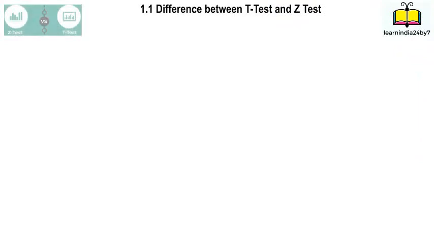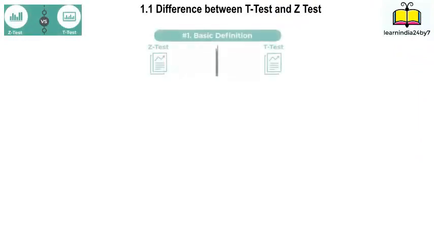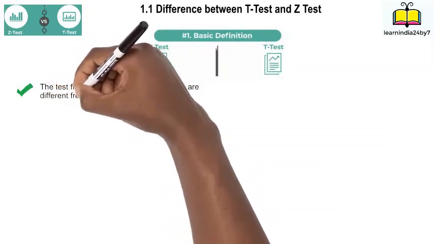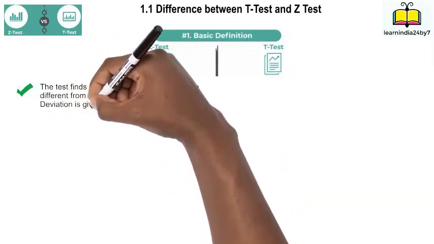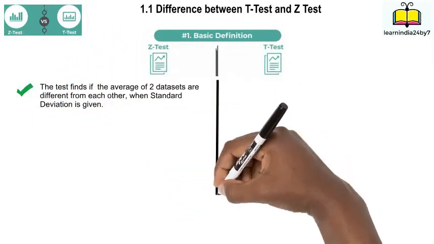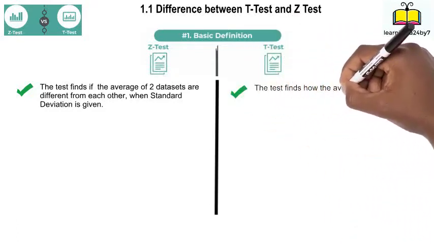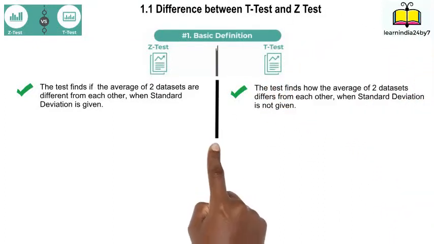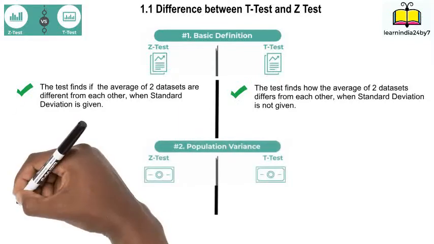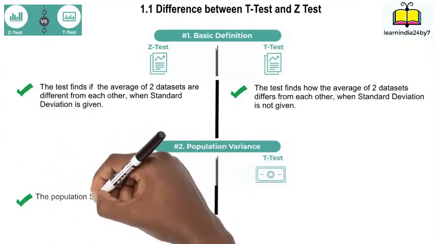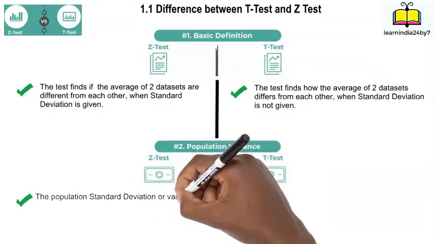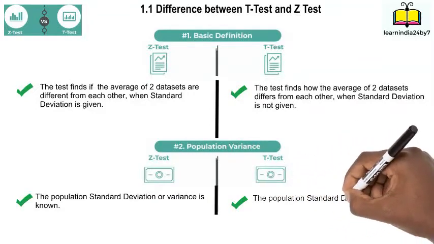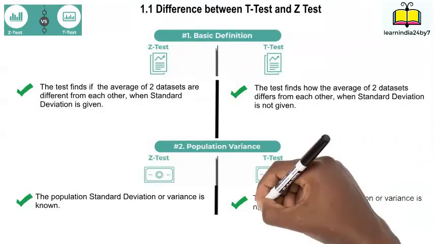So friends, let's understand the difference between t-test and z-test. The z-test finds if the average of two data sets are different from each other when standard deviation is given. Whereas t-test finds how the average of two data sets differs from each other when standard deviation is not given. In case of z-test, the population standard deviation or variance is given or known. In case of t-test, the population standard deviation or variance is not known.